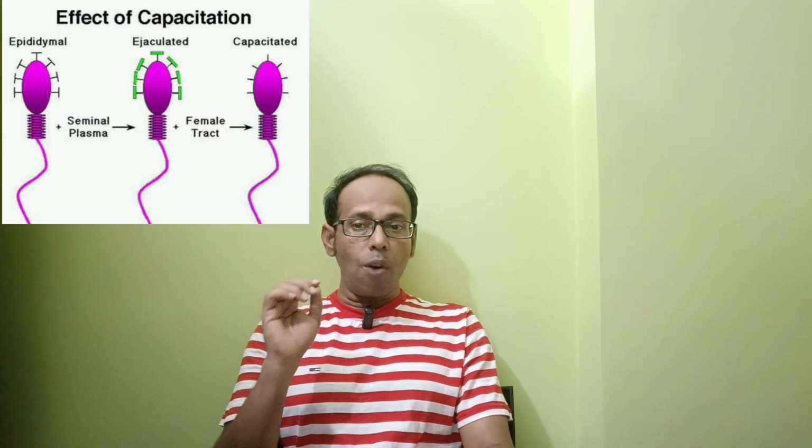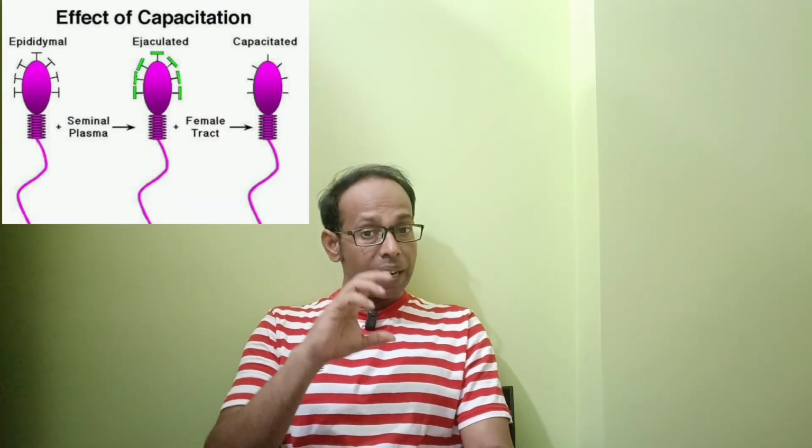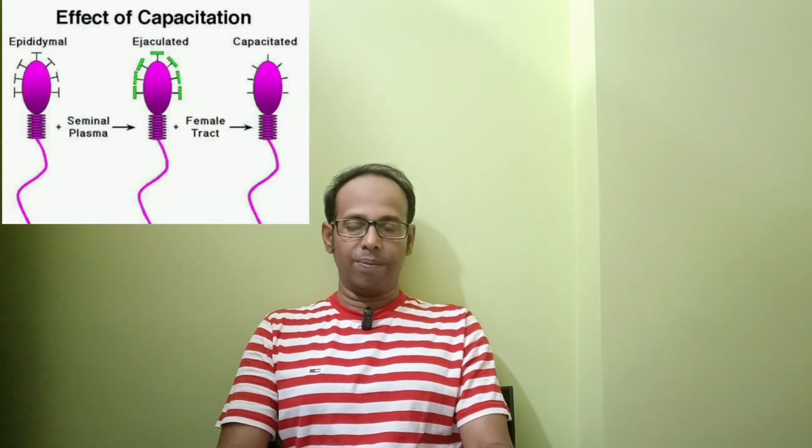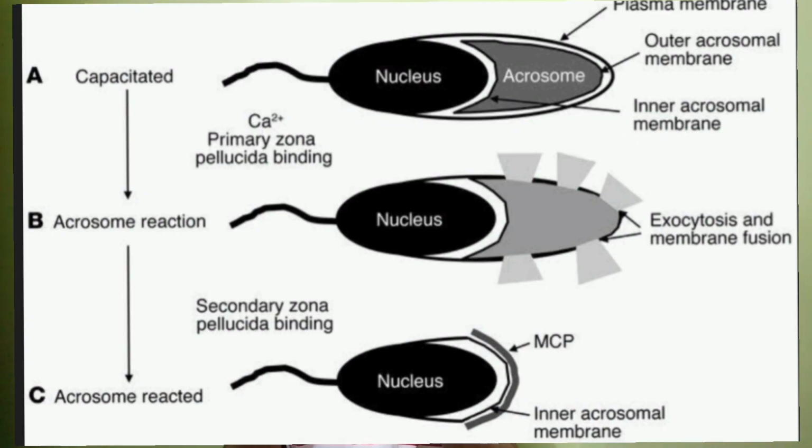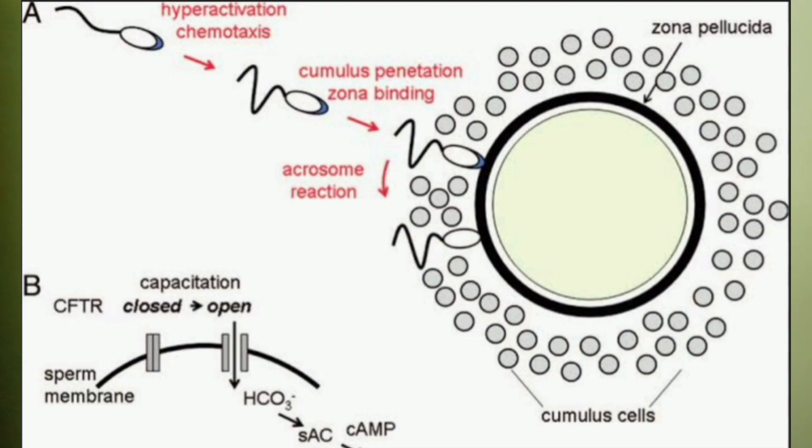The removal of cholesterol increases the permeability of the sperm membrane. As a result, the permeability and motility of the sperm increase, enhancing its ability to reach and fertilize the ovum. Motility of the sperm also increases due to the entry of calcium divalent cations and HCO3 minus ions into the sperm. This series of changes is collectively known as capacitation.